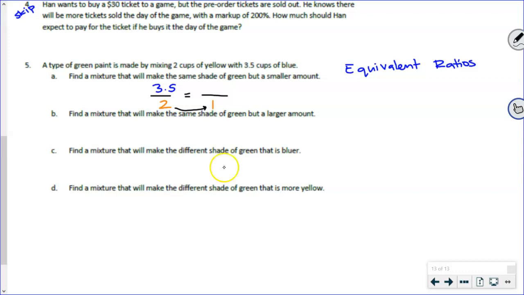Seth? I would divide by 2. And since I'm dividing by 2, what should I be doing with the 3.5 cups of blue? Luis? Exactly the same thing. Divide by 2. I'm not doing any more than that.